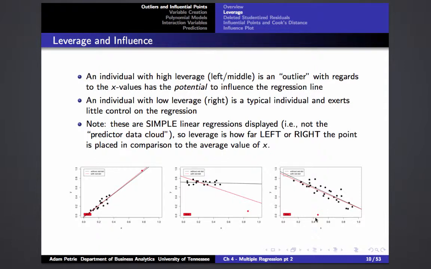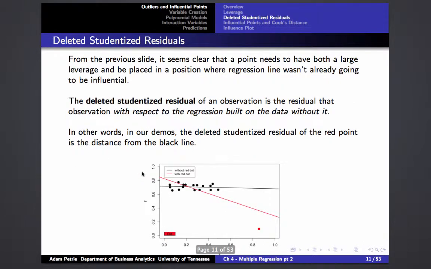So here's the key insight. In order to be influential, you have to have a high leverage. However, that's not enough, because this guy over here had a high leverage but was not influential. And that's why we look at this second quantity called the deleted studentized residual.